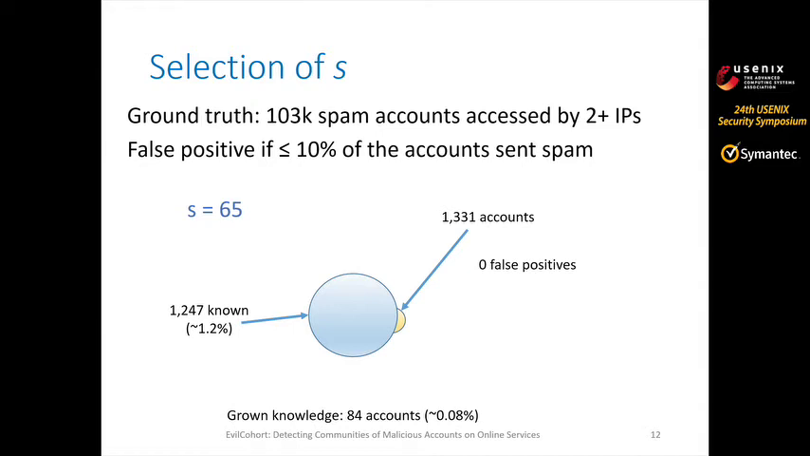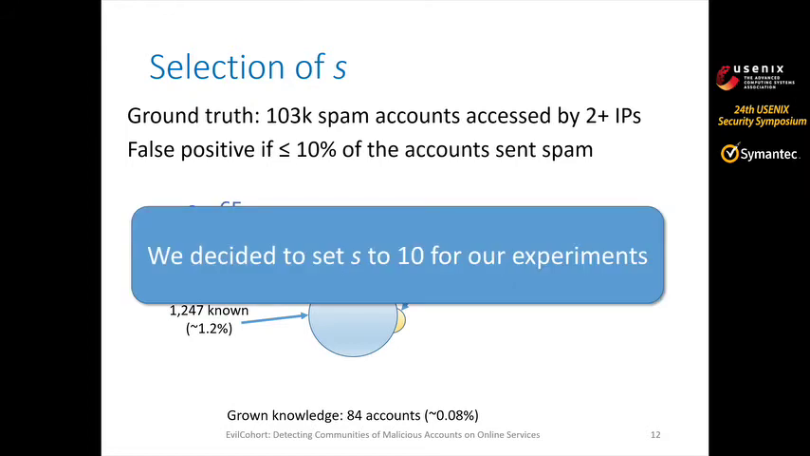But it wouldn't be very interesting for the remainder of my talk to talk about these 84 accounts that we detected, right? So for our experiments, we actually decided to set S to 10. So about 1.7% false positives, growing our knowledge by about 8%. So setting this threshold, we wanted to show what I basically claimed before, that our system can work on very different online services and on very different types of malicious activity.